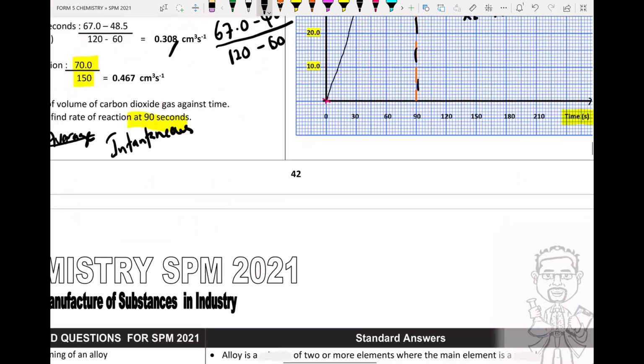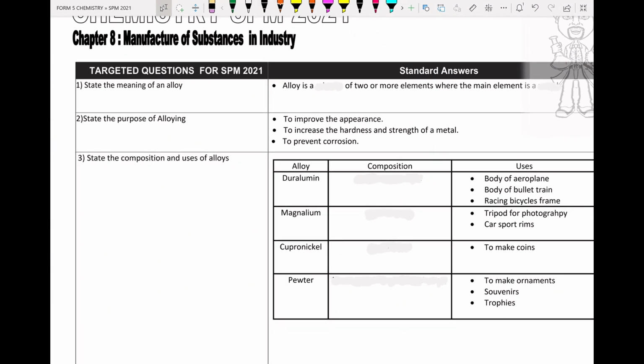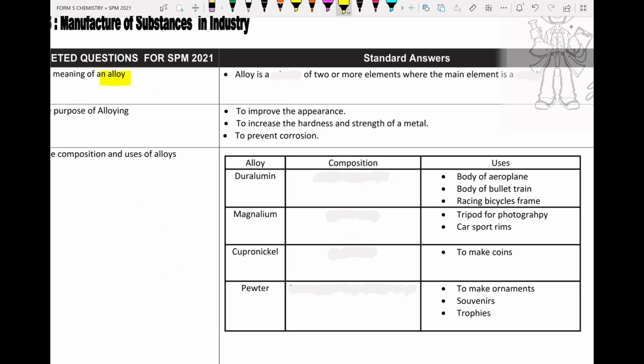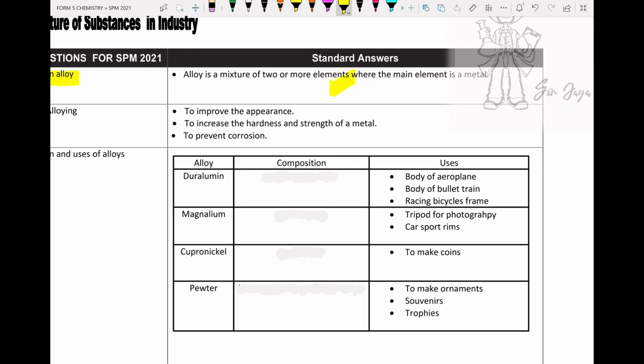All right, so we move on to the next chapter, Form 4, last chapter, manufacture of substances in industry. The first thing the student must remember is alloy. What is meant by alloy? Alloy is a mixture of two or more elements with certain fixed composition in which the major element is a metal. We can use this definition.